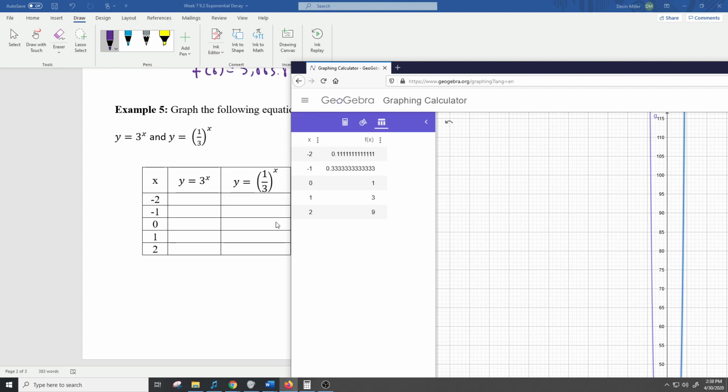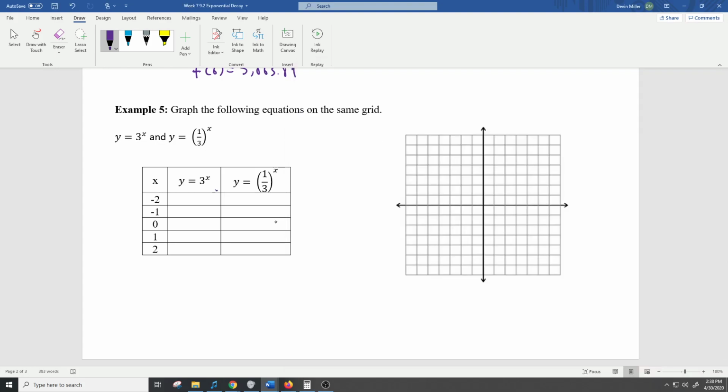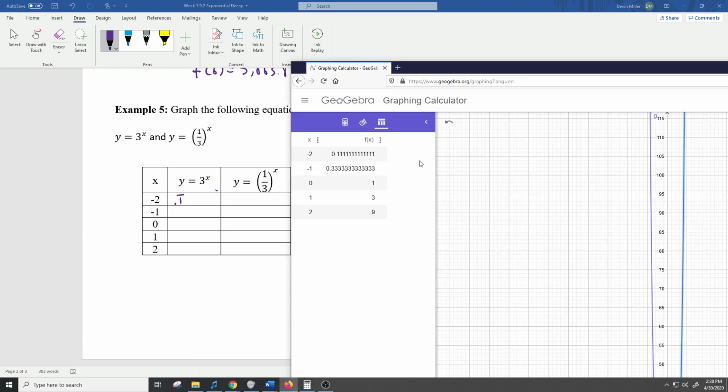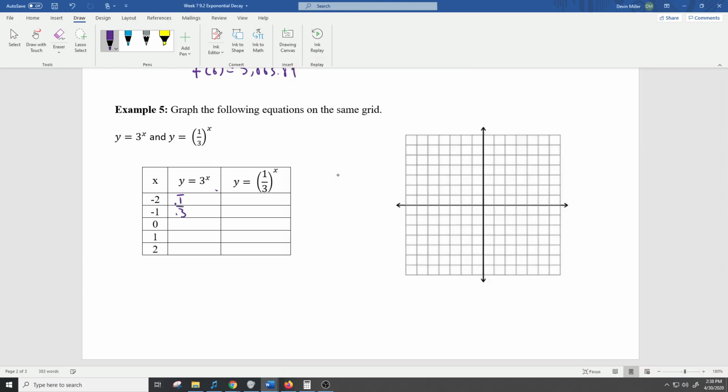So 0.1111, well, where does that come from? I'll show you in a second. I'll put it in here, 0.1 repeating. We have 0.1 repeating, and then we have 0.3 repeating, and then 1, 3, 9. So let me show you where the 0.1 comes from. If you plug in -2 into this equation, it's 3 to the -2nd power. If you remember how to deal with negative exponents, that means you have to make it over 1 and flip them around. So this is the same thing as saying 1/3 squared. And 1/3 squared is 1/9. And 1/9 happens to be 0.1 repeating. So that's how they get that.